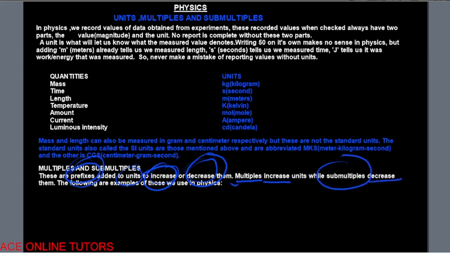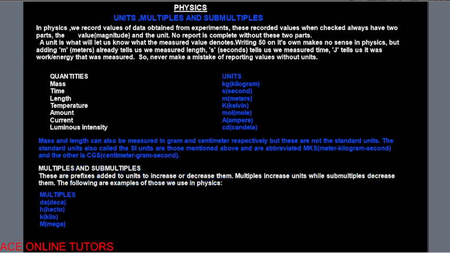You just think of it, when they say something is a multiple of something, that means it is many more times. So that's why we say they increase. While sub, when they say something is sub, that means it's under something. So that means that one is going to decrease that particular unit. Now let's look at some of them.